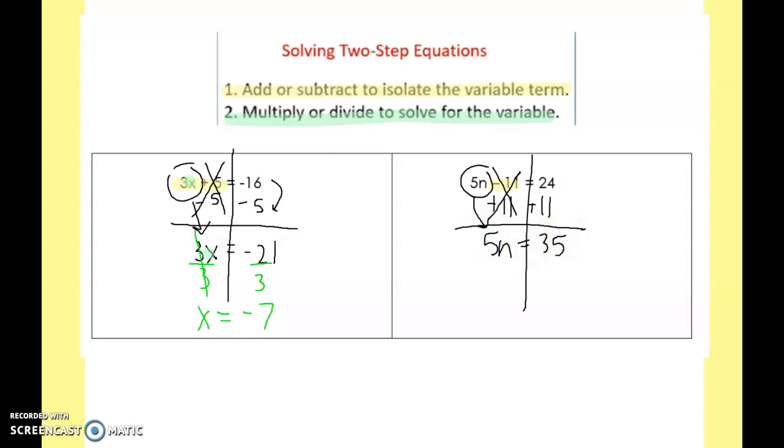Then from there, this is the operation of multiplication, and that is our second step. So we want to undo the multiplication, and we do that through division. We're going to divide each side by 5, remembering that we do the same thing on both sides of our line. 5 divided by 5 is 1, so it completely cancels. We're left with just the variable, which is our goal, and we have n equals 7.